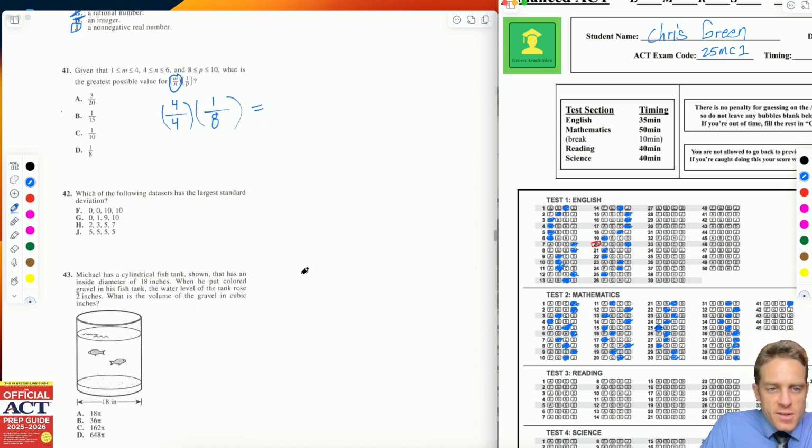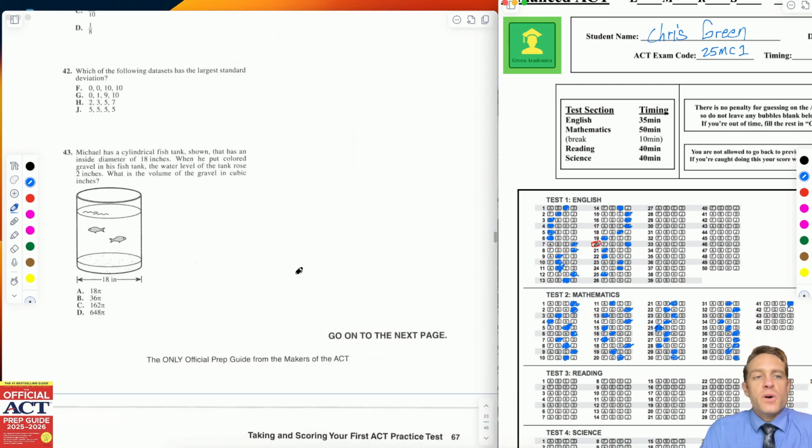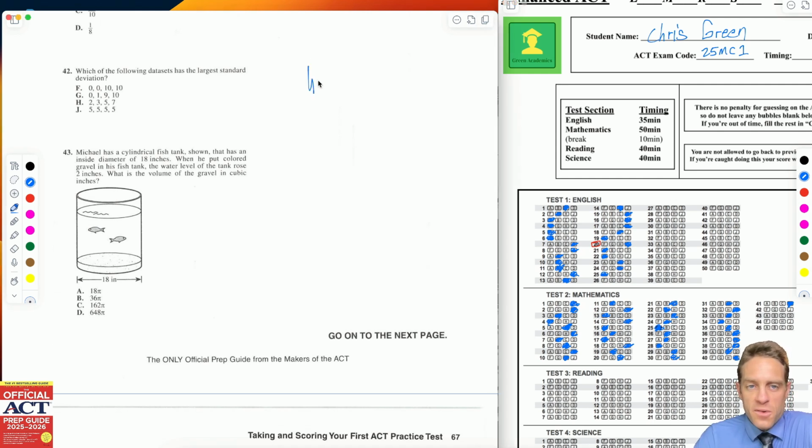Which following data set has the largest standard deviation? So you don't have to know the definition of standard deviation. There is a complex definition in statistics, but you don't need to know that formula. You just need to know the basic idea. I always tell people that standard deviation is how spread out the data are. So the thing with the lowest possible standard deviation is when they're just all the same number.